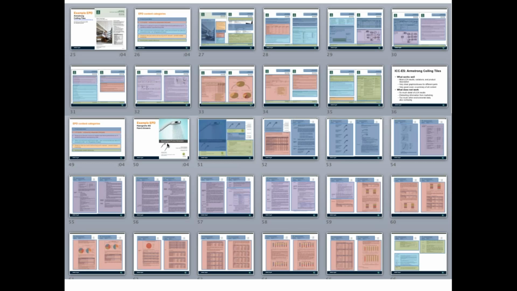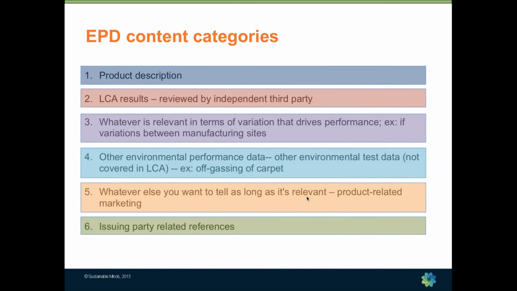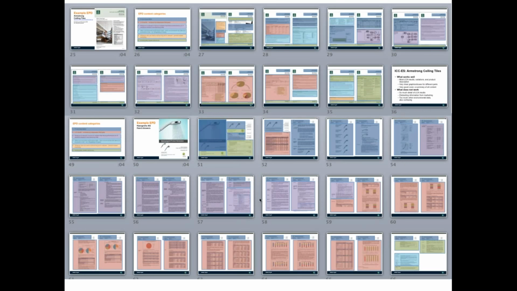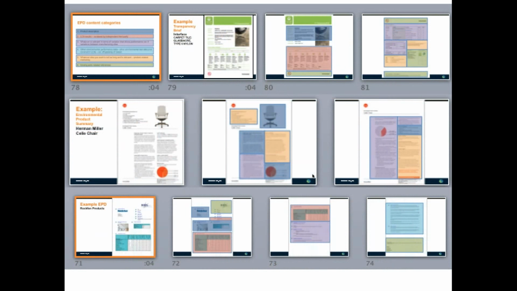Here's another one from Hans Grohe. This was a particularly long one. No orange. Remember, orange is whatever else you want to tell as long as it's relevant. So that's really anything that has to do with the performance of the product. And this is, remember, anything other than LCA. So, no orange, a little bit of teal, tons and tons of the LCA stuff and the variations.